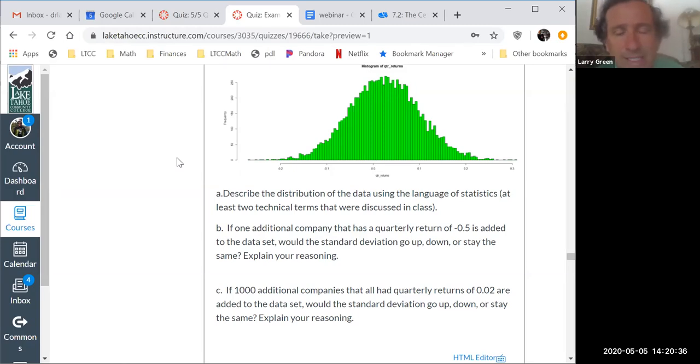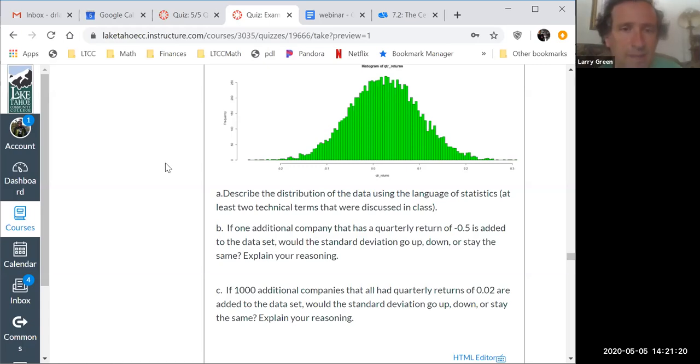Remember, the standard deviation measures how far the data is away from the mean. If I throw in a number that's very far to the left, are we farther from the mean on average, or closer to the mean on average, or neither? What can you say? So is the standard deviation going to go up or down, or stay the same, if I put a very, very far left outlier in? I don't see y'all jumping in, but I'm hoping.